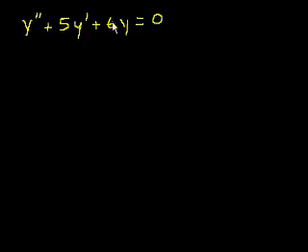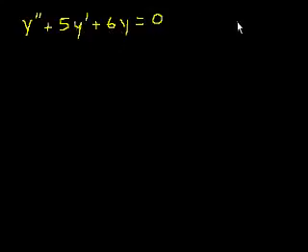And in particular, maybe e to the x won't work here. You could even try it out, right? If you did e to the x, it won't satisfy this equation. You'd get e to the x plus 5 e to the x plus 6 e to the x. That would not equal 0.